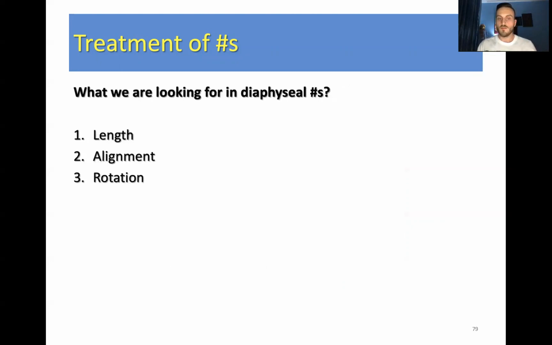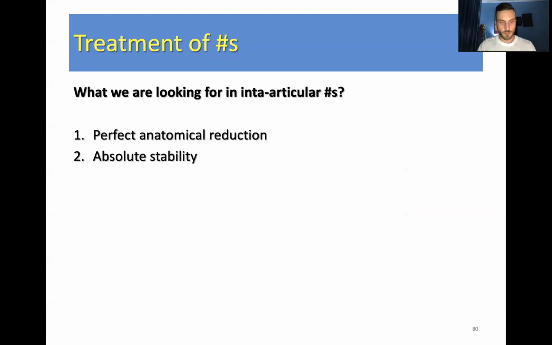So what we are looking for in the fracture, as I said before, is length, alignment, rotation. Restore the length of the bone, the alignment, and rotation. This is very important to restore. We have to point out, please, if you have an intra-articular fracture inside the joint, you have to reduce it anatomically. It has to be like the book of anatomy. The pieces have to come together as in the anatomy.